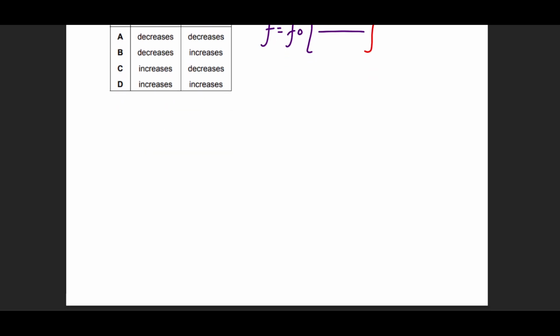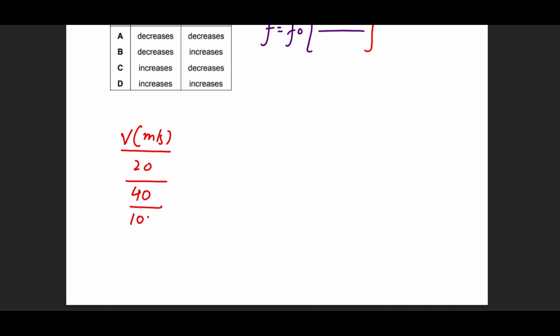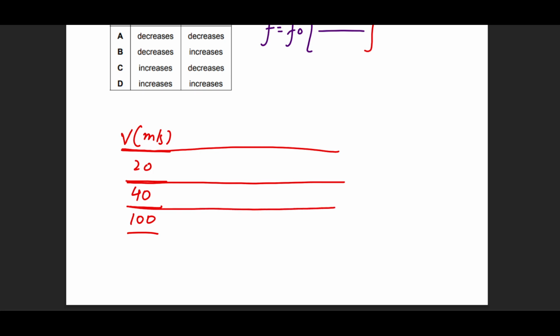What I'm going to do in this question to show you the mathematics is to calculate at different speeds what's going to happen. Let's say the speed of the star at some instant is 20 meters per second, then at another it is not 30 but 40. Let's double this so we can see the effect. And at one instant it is 100. So I'm going to try 3 examples, and we're going to see what's going to happen to the frequency while it is moving away or if it is moving towards us.